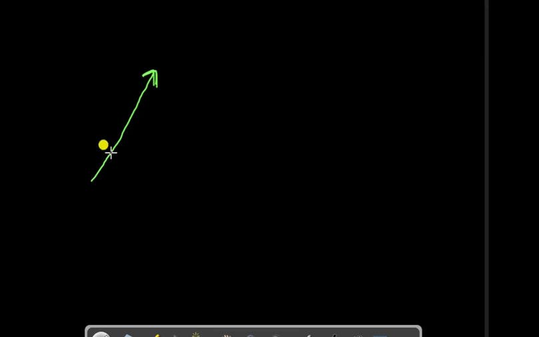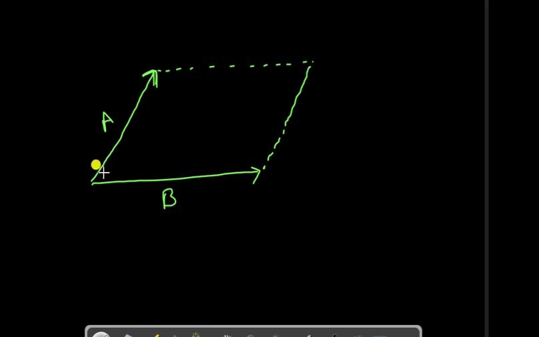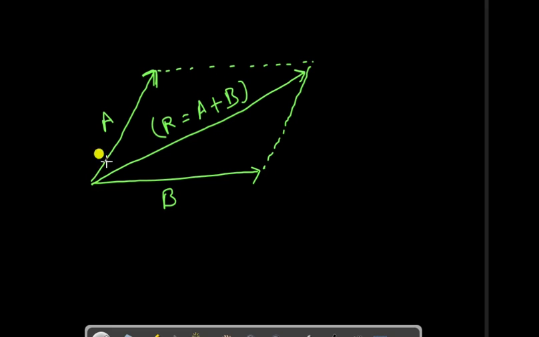Tail to tail. Suppose a is a vector and b is a vector. Tail to tail. Now what I have to do is make a parallelogram. Then the diagonal of this parallelogram will be the resultant of these two vectors. This is for addition. Now if I want the difference, then what will happen?